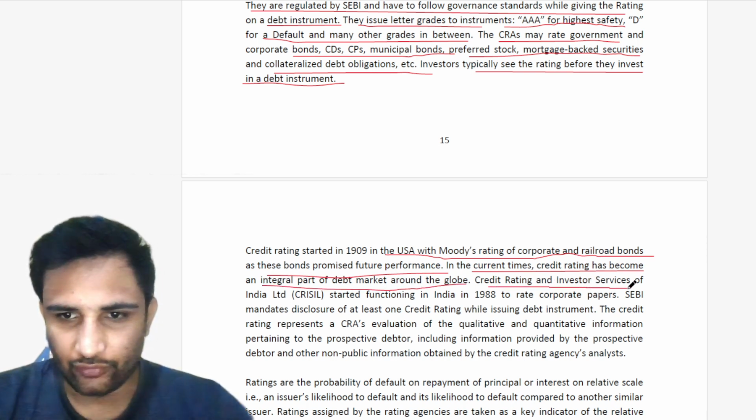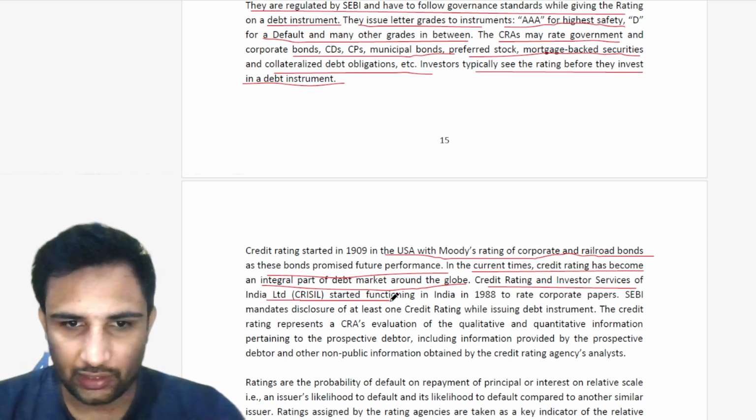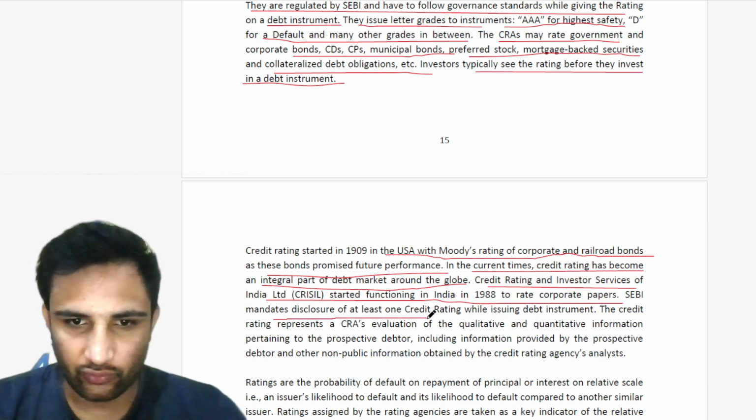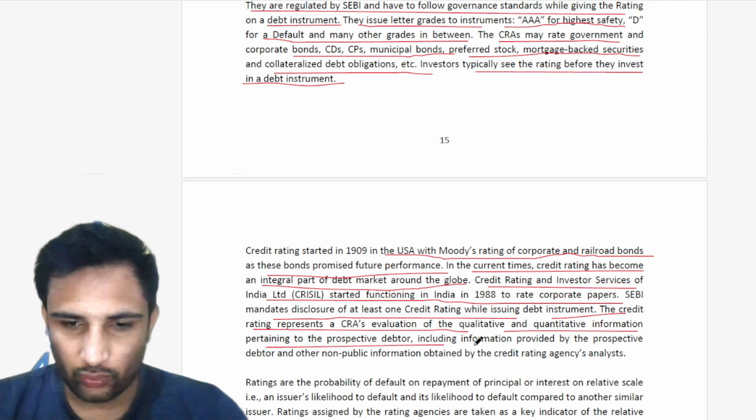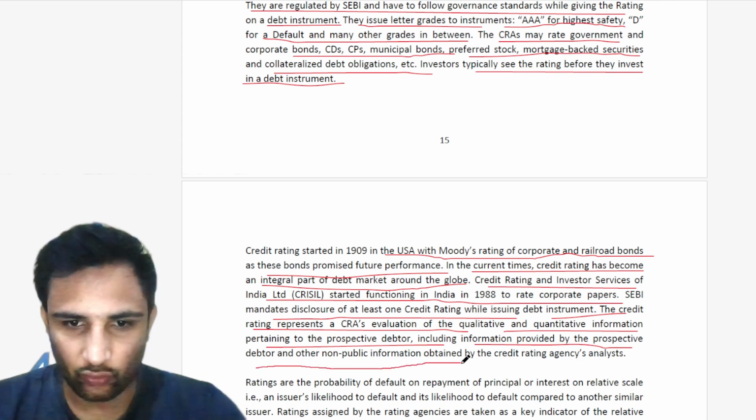Credit Rating and Investor Services of India Limited, that is CRISIL, started functioning in India in 1988 to rate corporate papers. SEBI mandates disclosures of at least one credit rating while issuing that instrument. The credit rating represents a CRA's evaluation of the qualitative and quantitative information pertaining to the prospective debtor, including information provided by the prospective debtor and other non-public information obtained by the credit rating agencies in list.